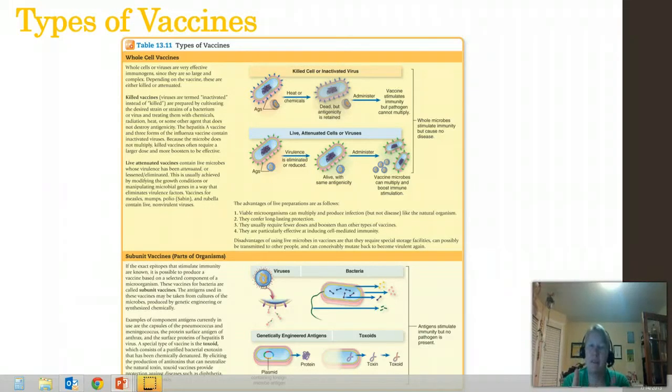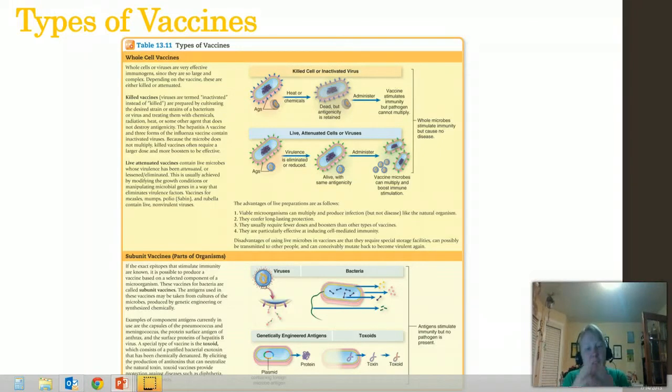And so there's a little bit of a safety thing, and so that's where these live attenuated vaccines versus the killed vaccines come into play. They're both equally good, and they have their own advantages and disadvantages, and they're both used in a lot of the vaccines that we've all received. Subunit vaccines are relatively new vaccines.